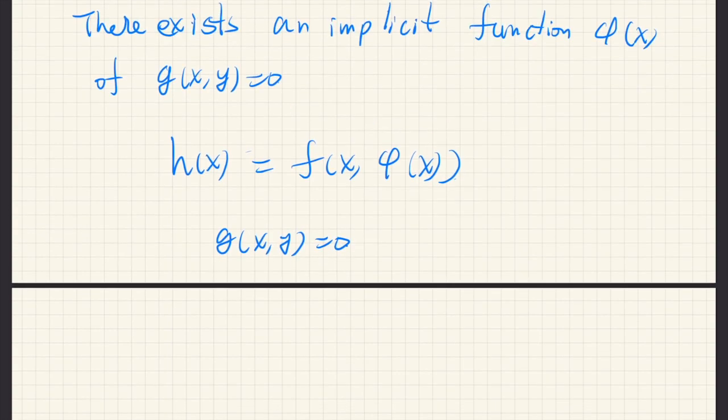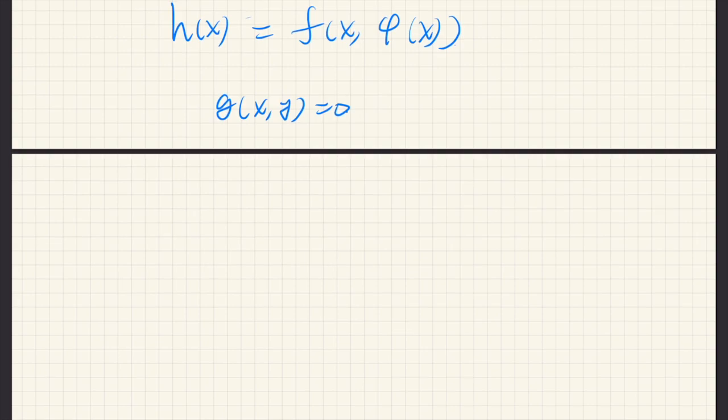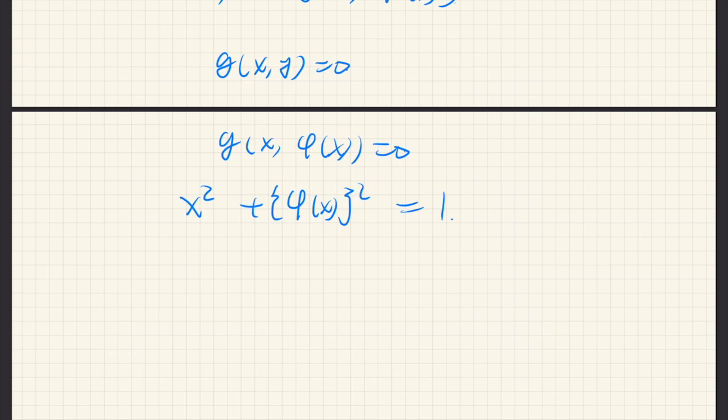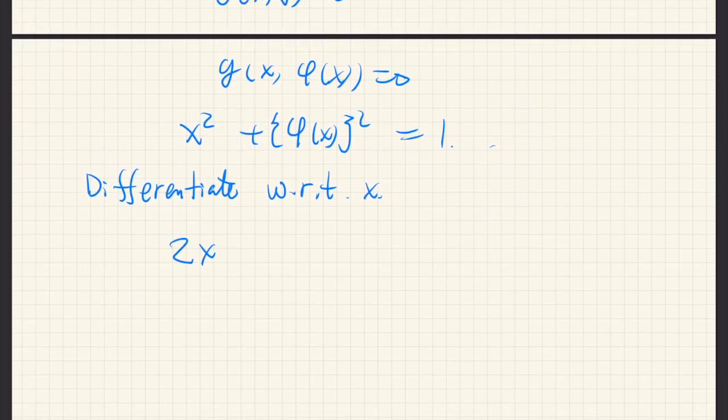Next, consider the constraint g of x, y equal to 0. So if we substitute the implicit function here, we have g of x, phi of x equal to 0. And in this case, it's x squared plus phi of x squared equal to 1. So if we differentiate with respect to x, we have 2x plus 2 phi of x, using the chain rule, we have this.